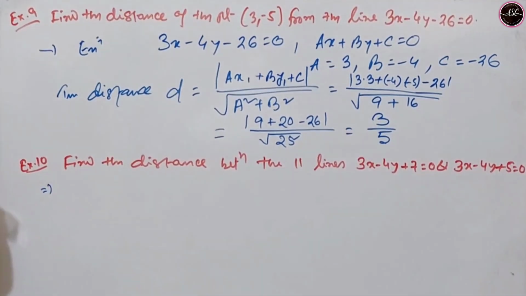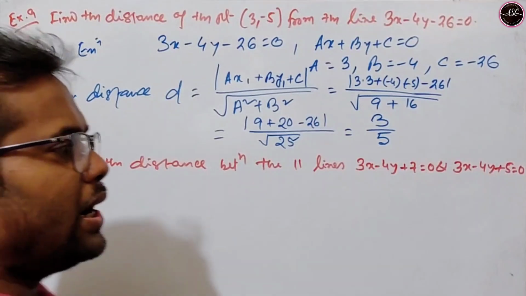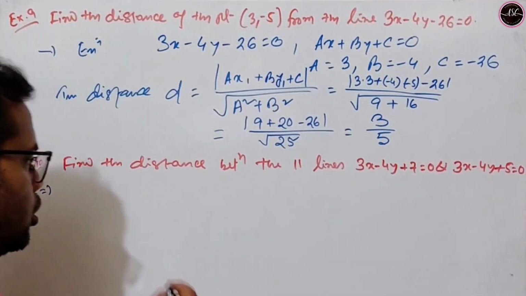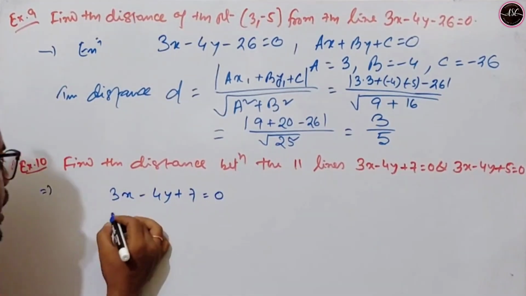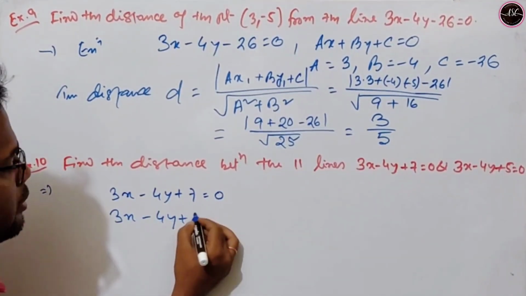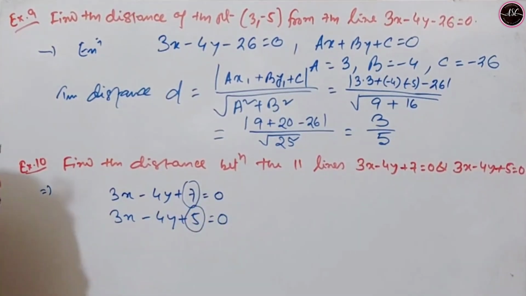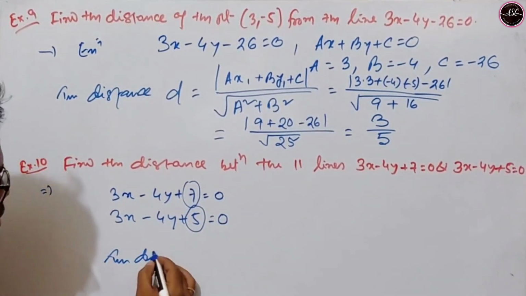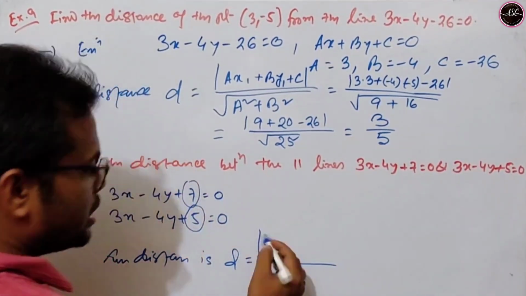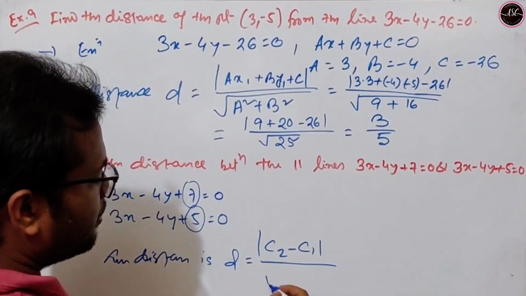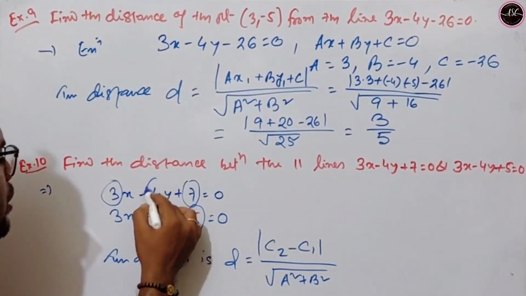Now look at this question. Find the distance between the parallel lines 3x minus 4y plus 7 equal to 0 and 3x minus 4y plus 5 equal to 0. So the parallel lines are 3x minus 4y plus 7 equal to 0 and 3x minus 4y plus 5 equal to 0. So here C1 equal to 7 and C2 equal to 5. So the distance is D equal to mod of C2 minus C1 divided by root of A square plus B square. Here A equal to 3 and B equal to minus 4.